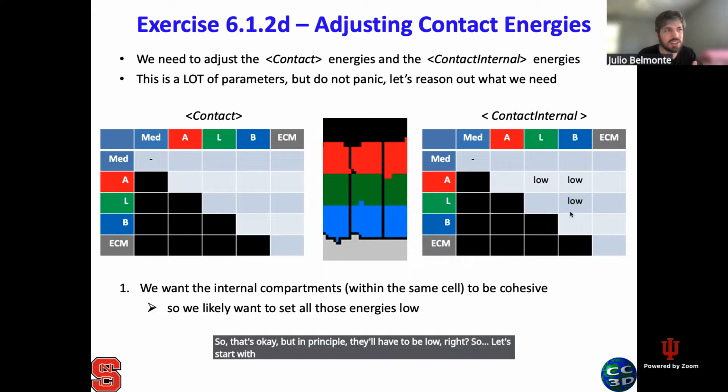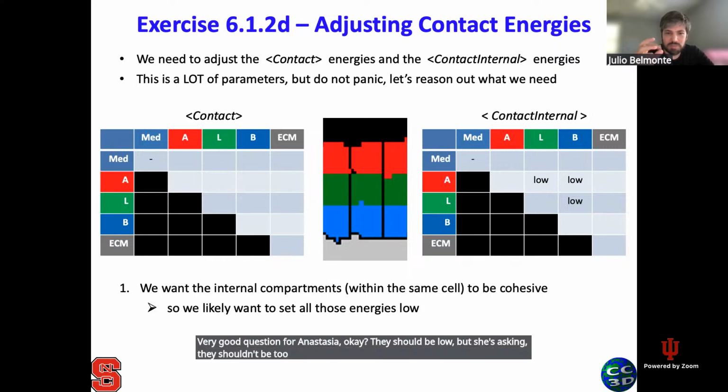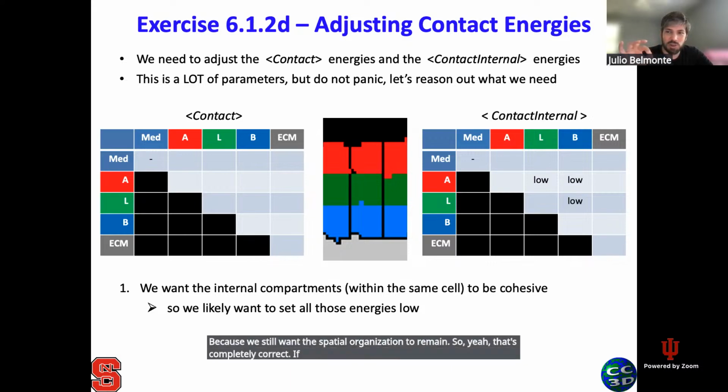Let's start simpler. What else can you say about this contact internal plugin energy? Very good question from Anastasia. They should be low, but she's asking, they shouldn't be too low, though, because we still want the spatial organization to remain. So yes, that's completely correct. If you make them too low, if you make them zero, what will happen to these internal compartments?